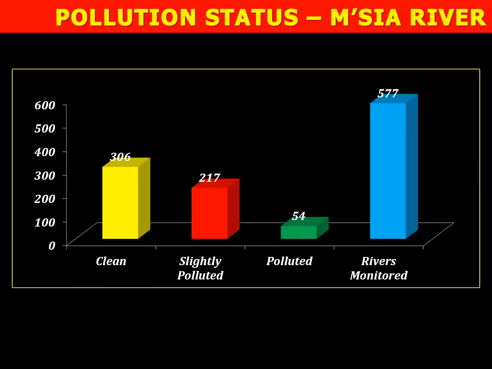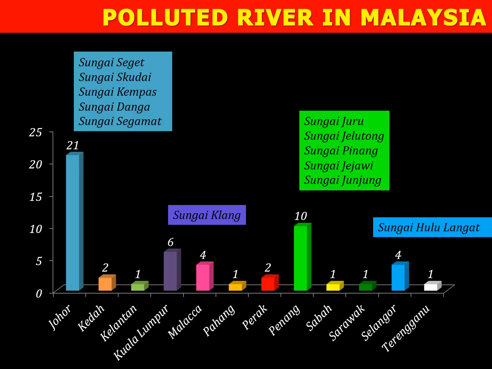Do you know what the pollution status is for Malaysian rivers? 54 rivers are categorized as polluted, and 577 are still in monitoring for pollution status. If we divide by state, Johor has the highest number of polluted rivers, followed by Penang, 10.